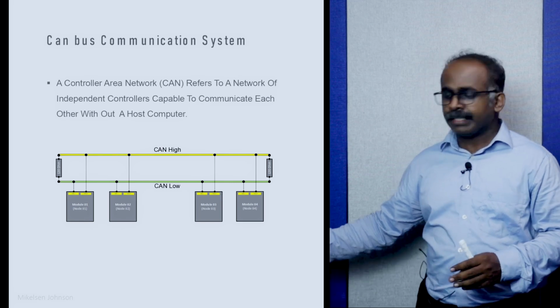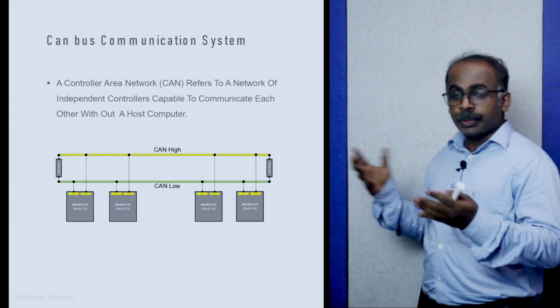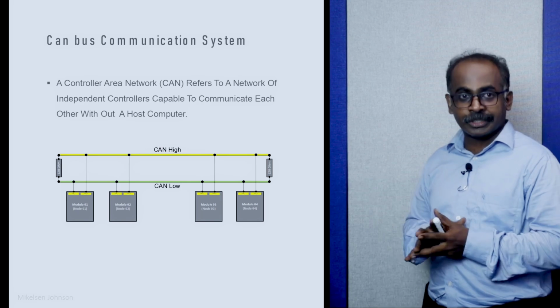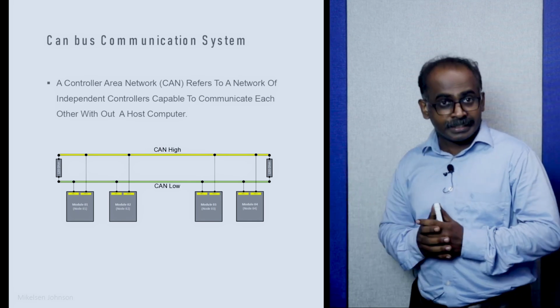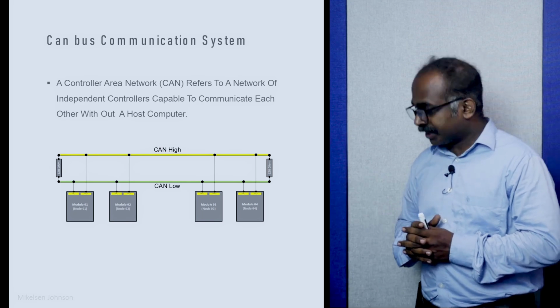So in this system, another computer or a host computer is not required. Without the help of a host computer, all these modules can communicate with each other. That kind of network is called a controller area network or CAN communication system.